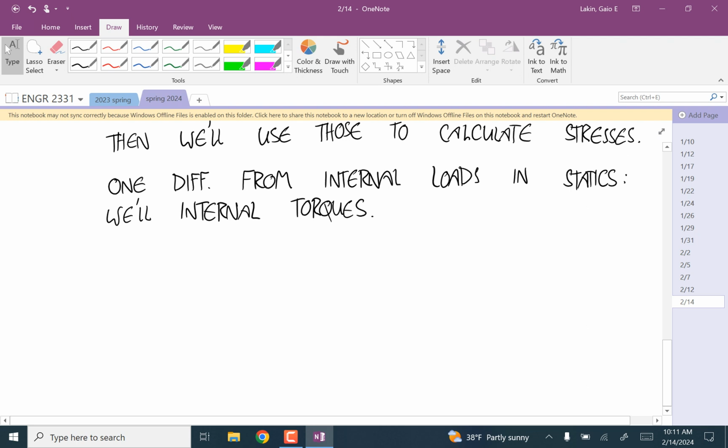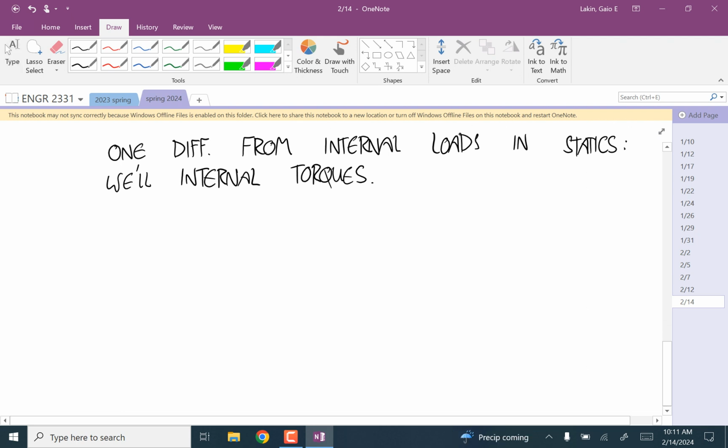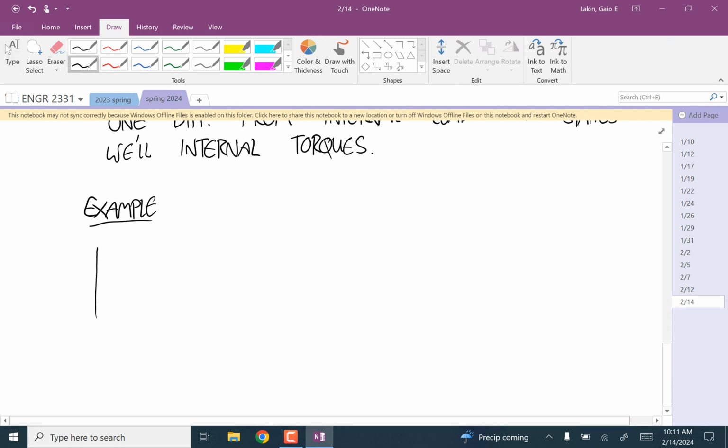So I'm going to just start with an example and just build on that. So let's say we have a cantilever beam, so it's supported at one end, and we're ignoring the weight of the beam. And the only loads are this 1,000 Newton force at the end that makes an angle of 45 degrees with the horizontal.